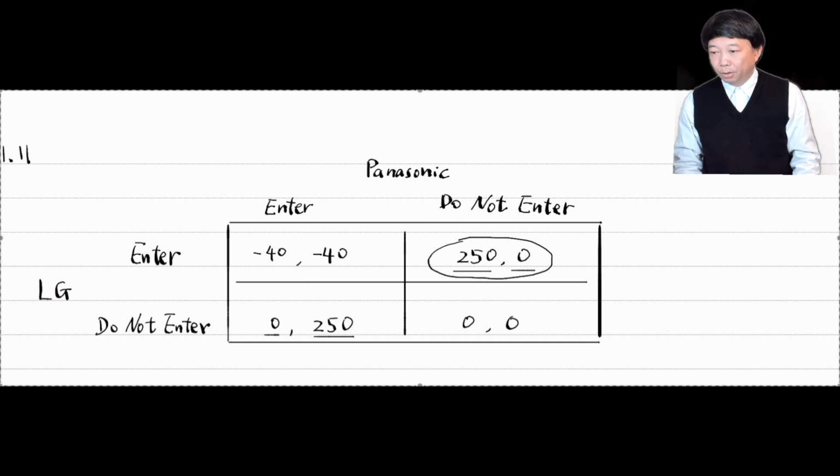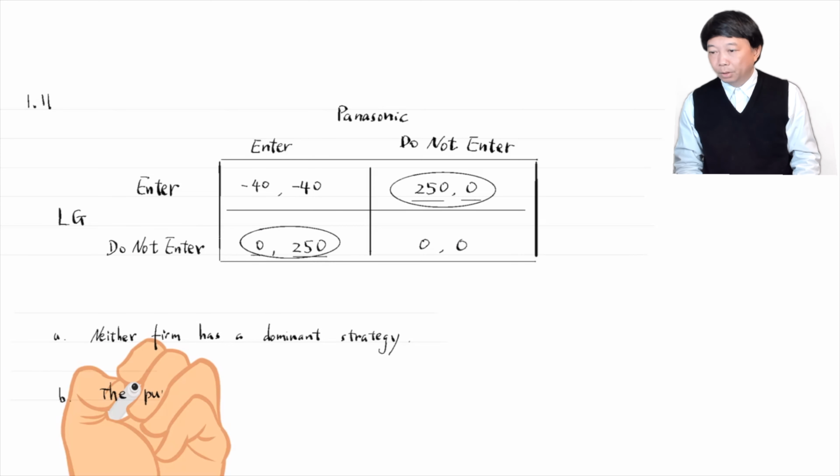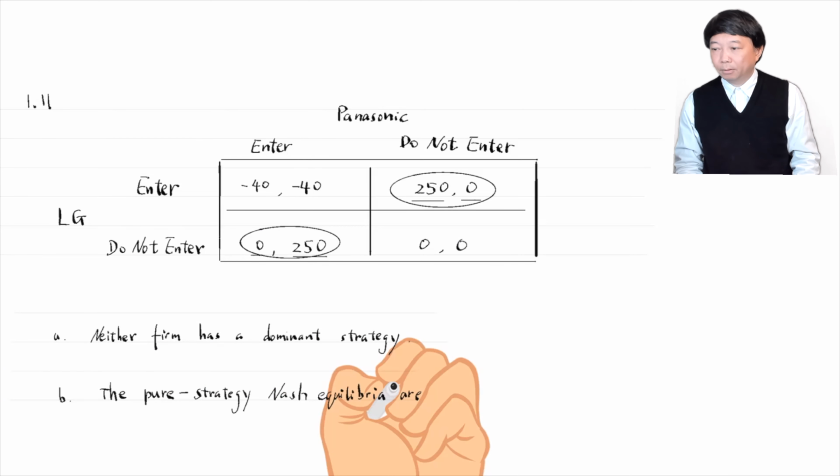Finally, we circle the two cells with both payoffs underlined. There are two pure strategy Nash equilibria.